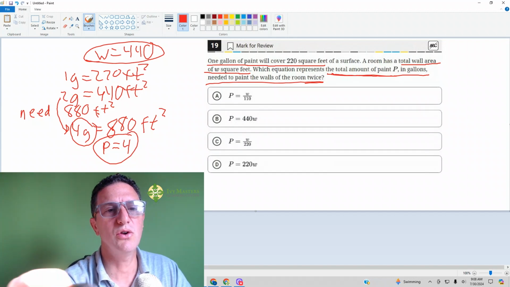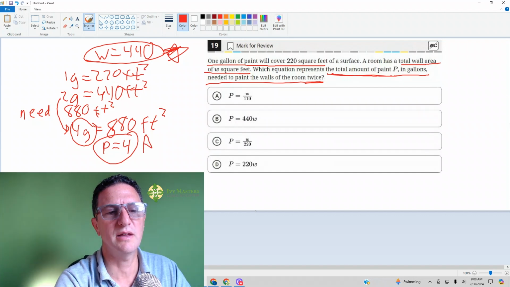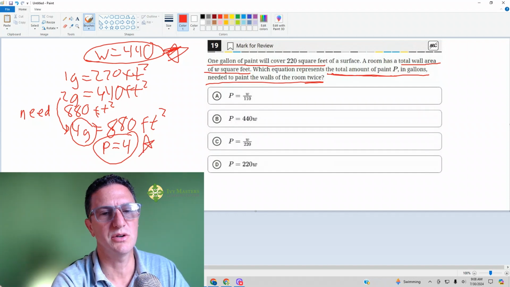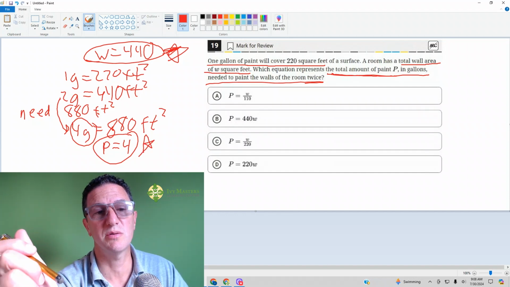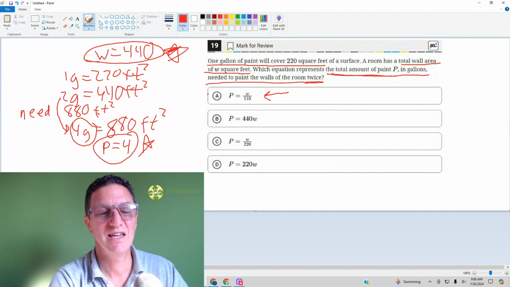So now what I'm going to do is in each answer choice, in place of W, I'm going to put 440, and I'm going to eliminate anything that doesn't give me 4 as my answer. I want to check every answer choice just to make sure that I have the correct answer. So in answer choice A, if I plug 440 in for W, I do get 4 for P. That looks good. In answer choice B, I could just tell 440 times 440 is gigantic. It's definitely not 4. That's gone.